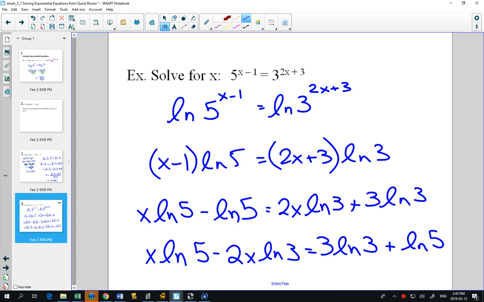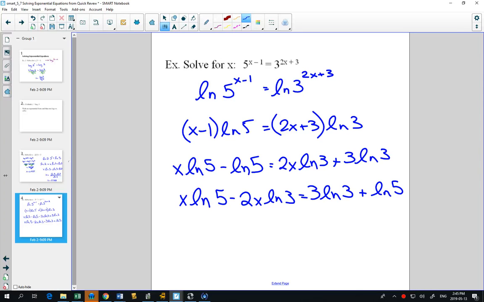Now, when you had numbers, these things combined nicely. When you have logarithms, they don't combine as nicely. However, if I've got an x in this term and an x in this term, how do I get a single x? I can factor it out.